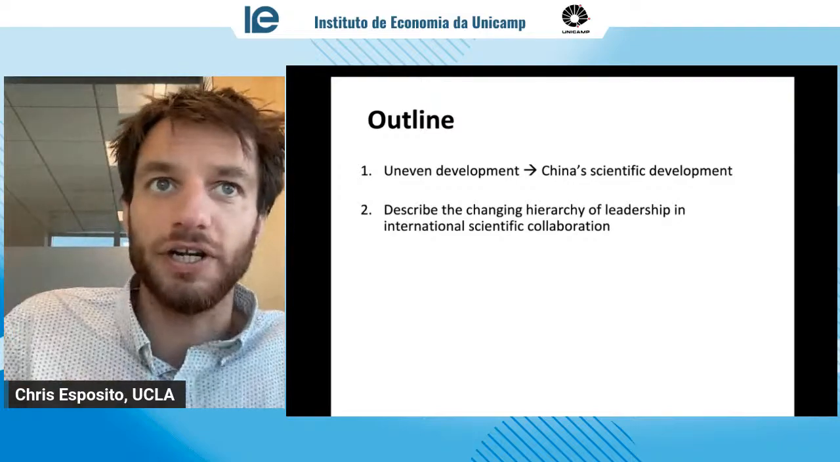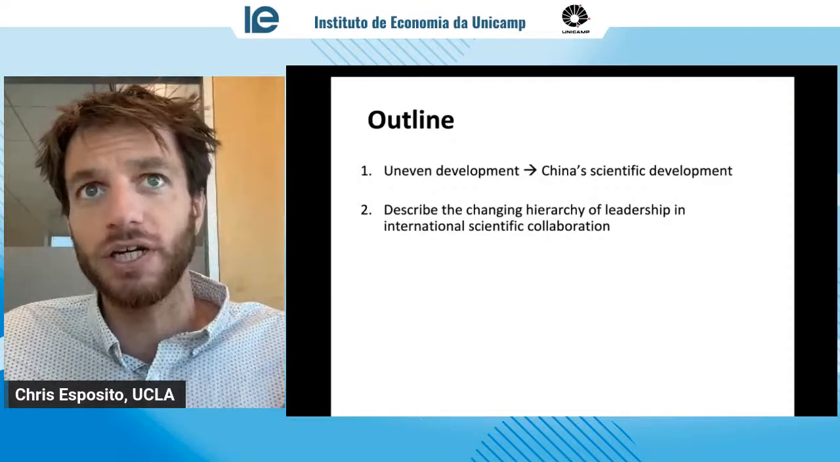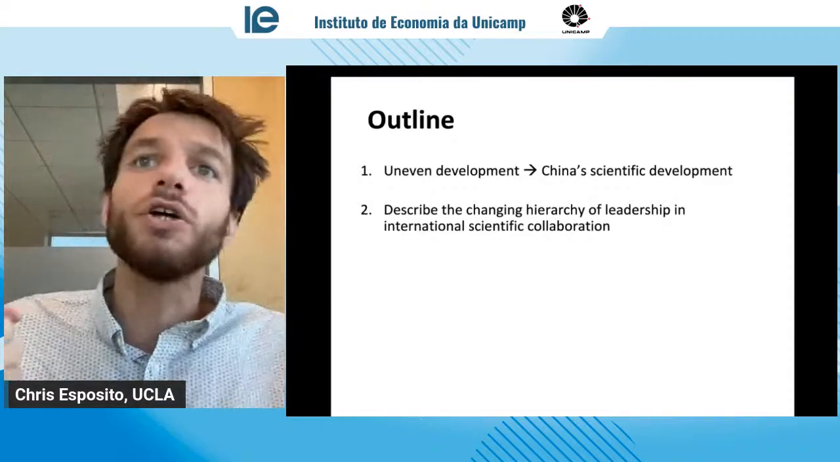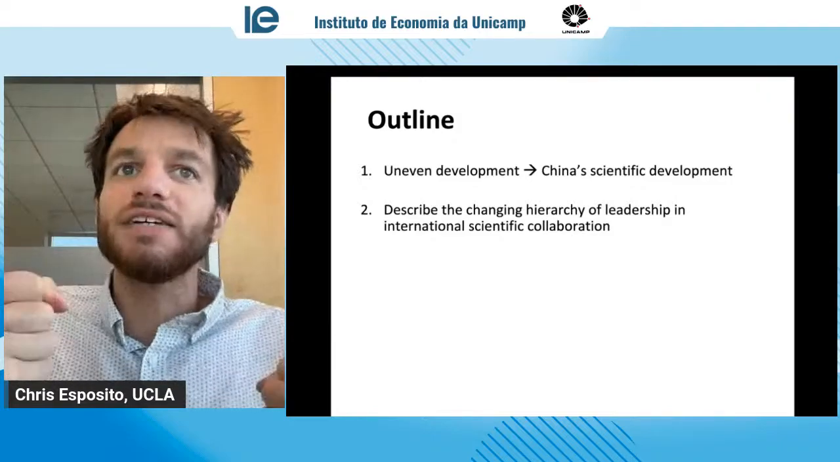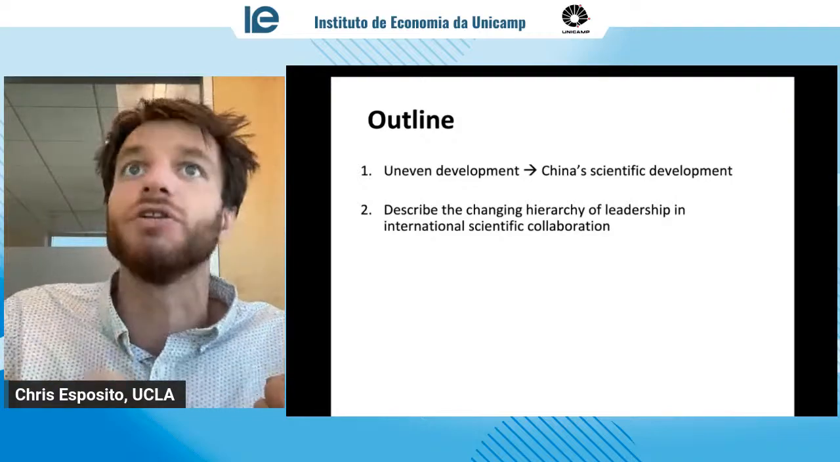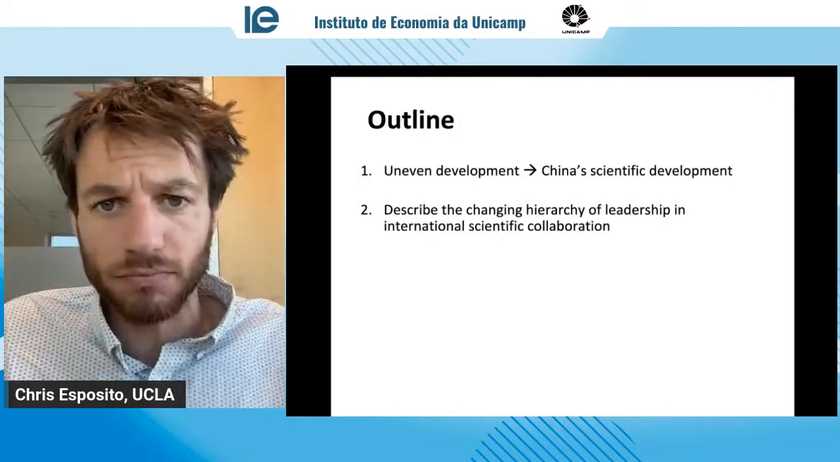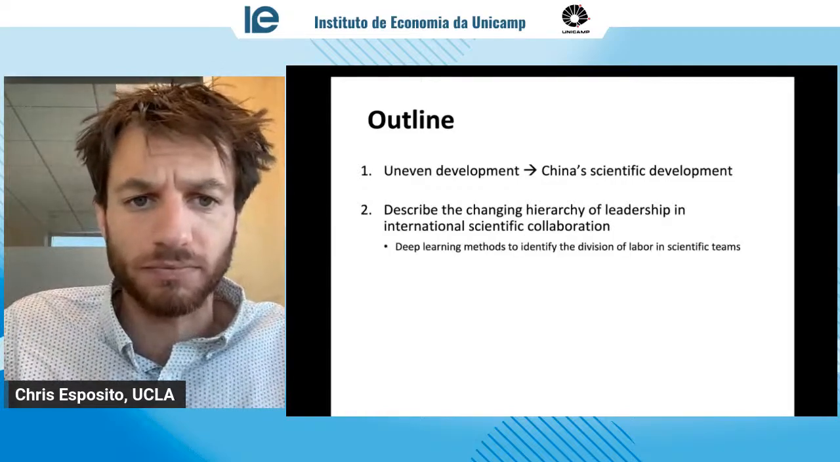So what we're interested in is when scientists from one country collaborate with scientists from another country, who basically holds the upper hand in that collaborative relationship. That gives us a sense of both power dynamics, but also who's basically benefiting and directing those collaborations more. So it allows us to speak to development and uneven outcomes.